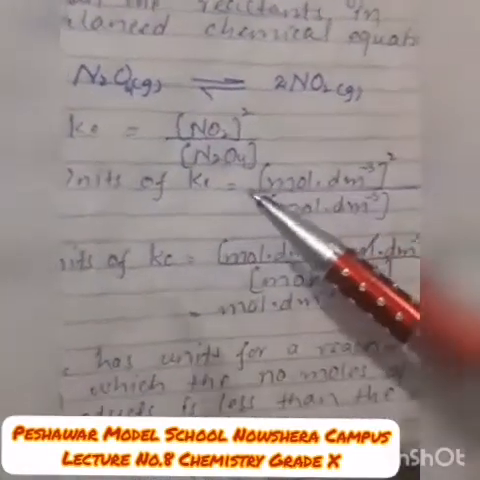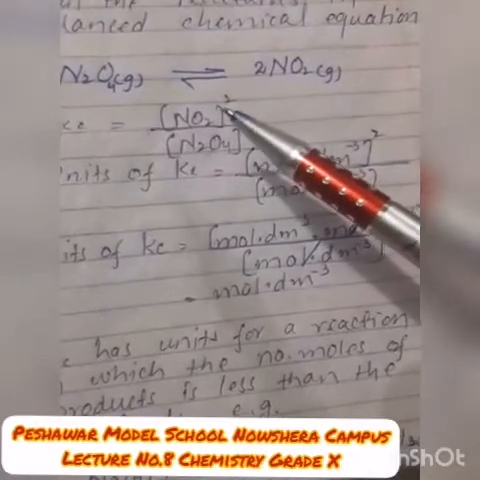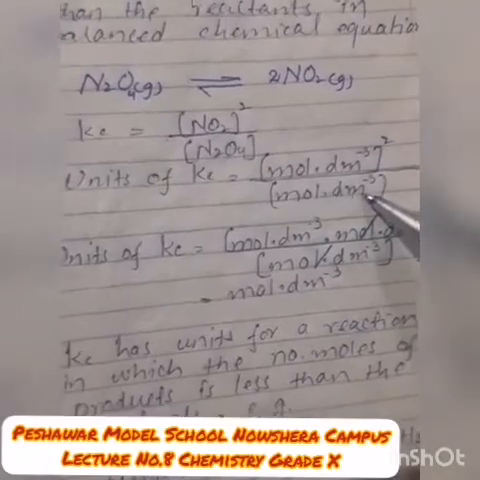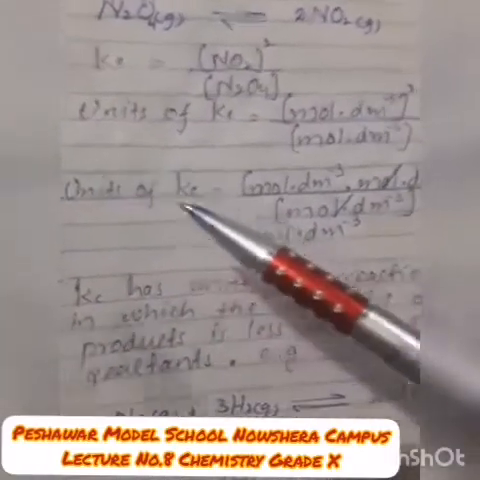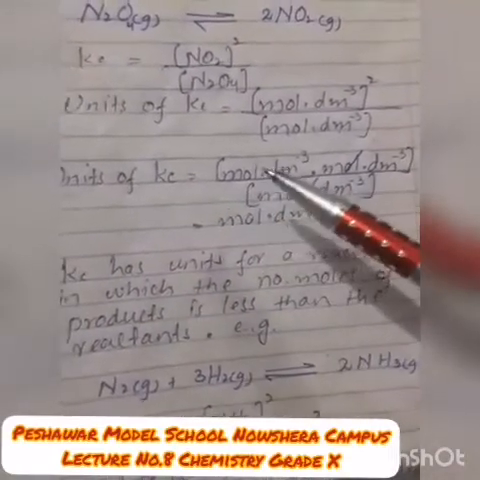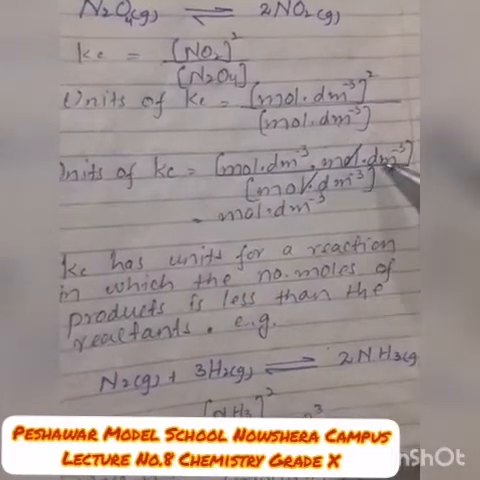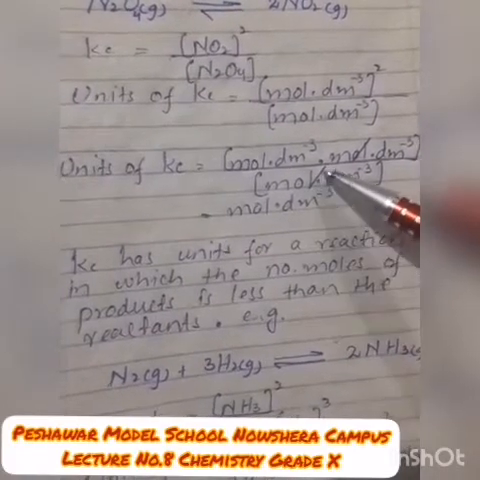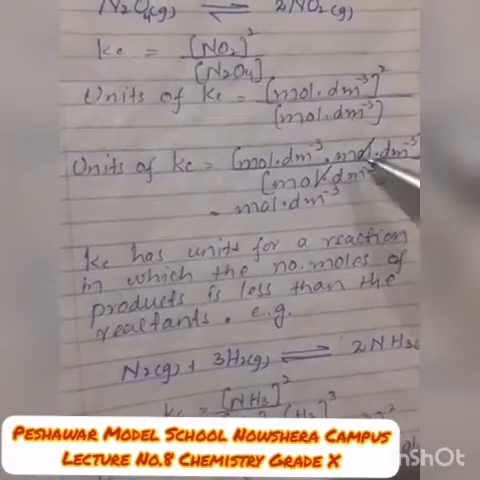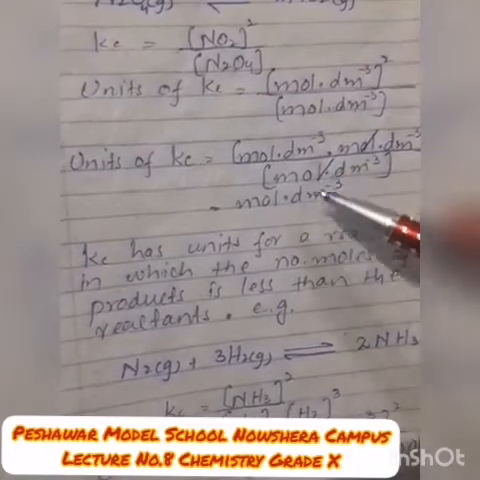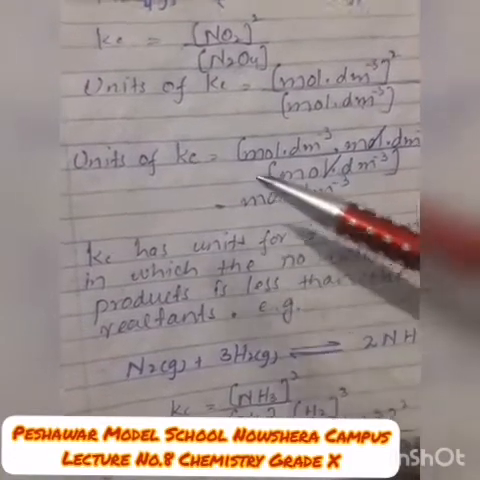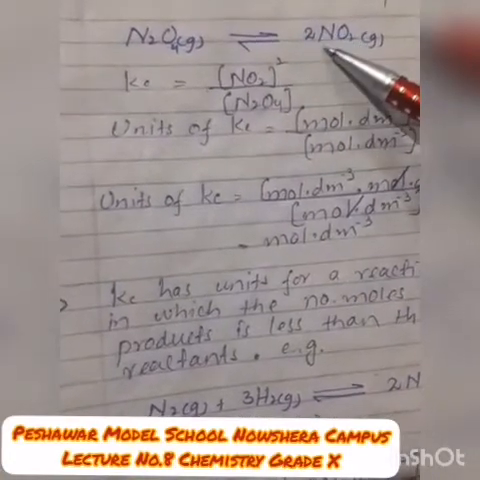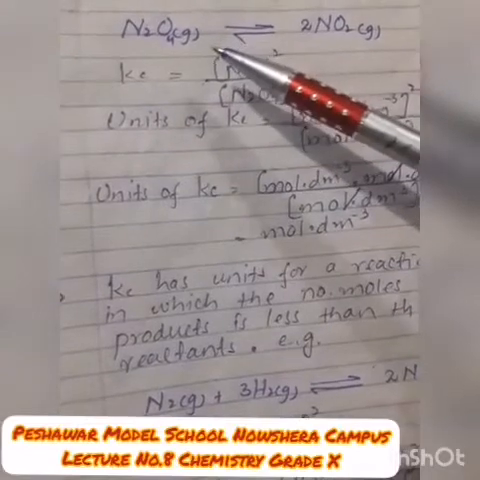When we write the unit of Kc, it will be like mole per decimeter cube whole square divided by mole per decimeter cube. If we write this in the open form, mole per decimeter cube multiplied by mole per decimeter cube divided by mole per decimeter cube. So we will cancel this mole per decimeter cube with 1 mole per decimeter cube, and at the end we will get 1 mole per decimeter cube. So the unit of Kc will be mole per decimeter cube if the number of moles of products is greater than the number of moles of reactants.